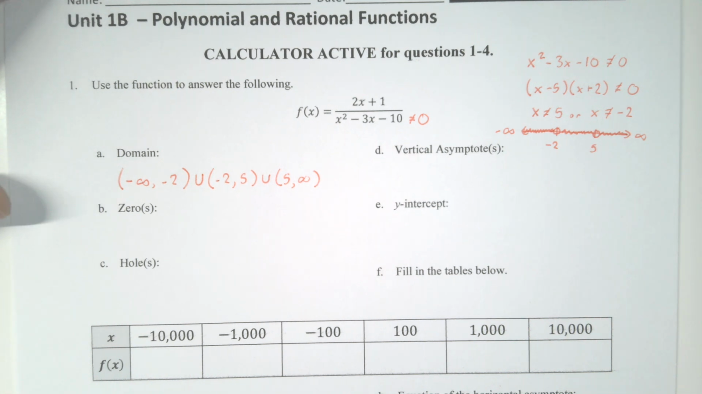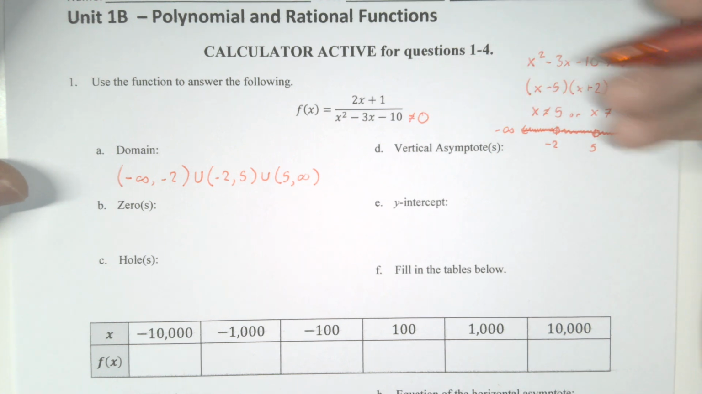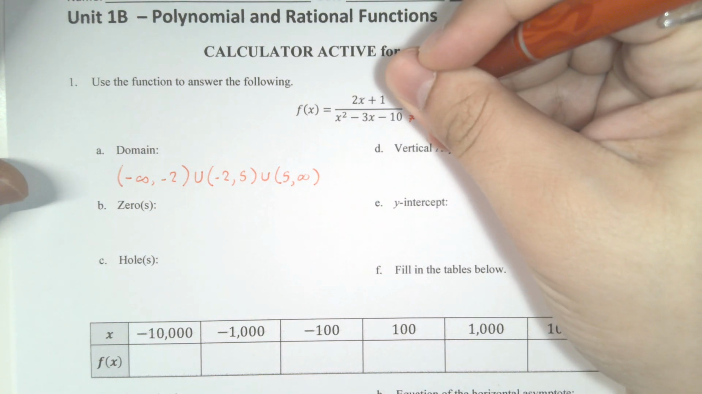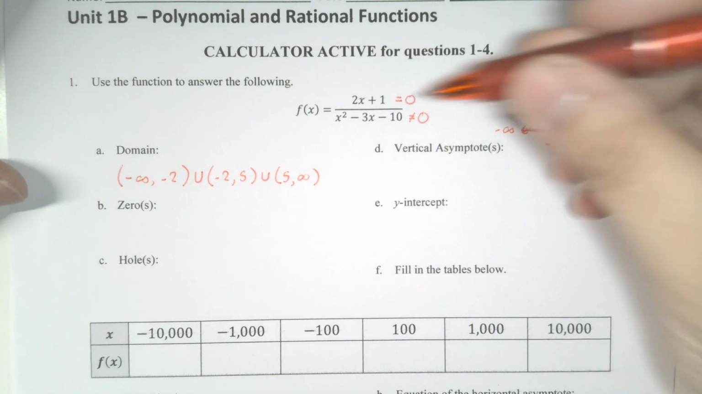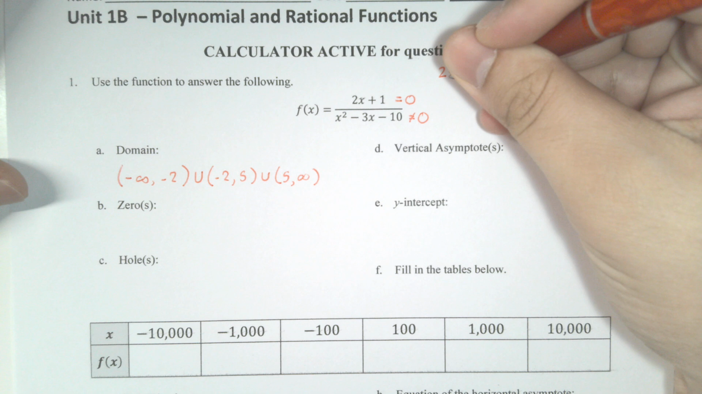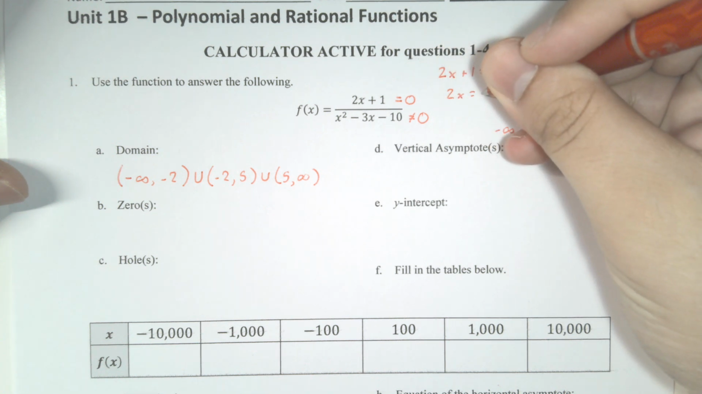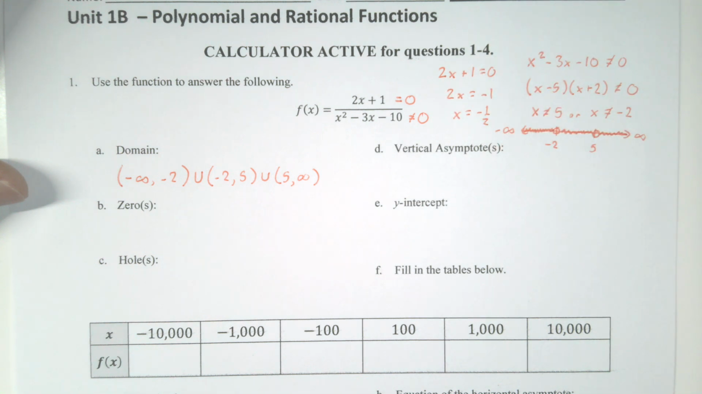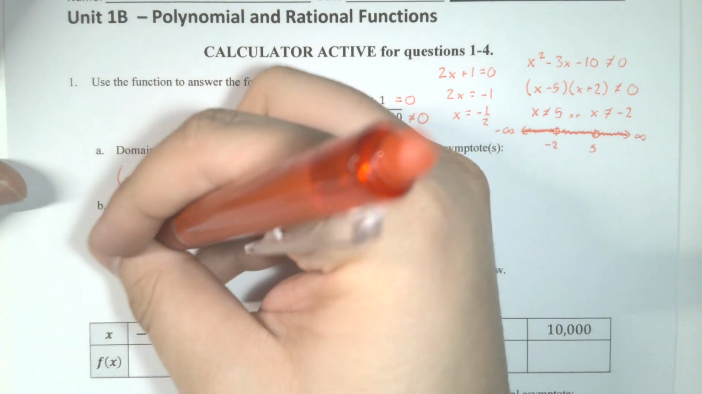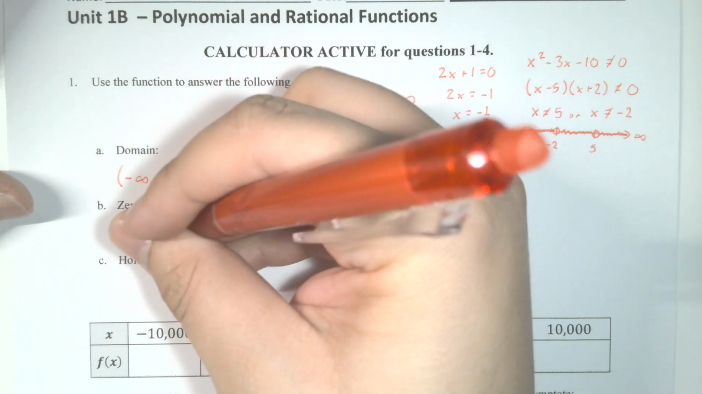Now, what about the zeros of this function? Well, the zeros of this function are going to be given by wherever the numerator, so 2x plus 1, is equal to 0. So we just have to solve 2x plus 1 equal to 0. So that gives us that x is equal to negative 1/2. And so that's the only 0. x is equal to negative 1/2.